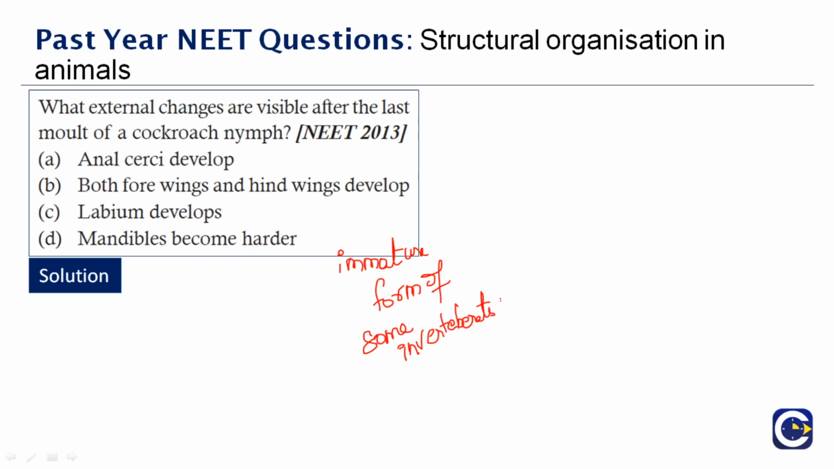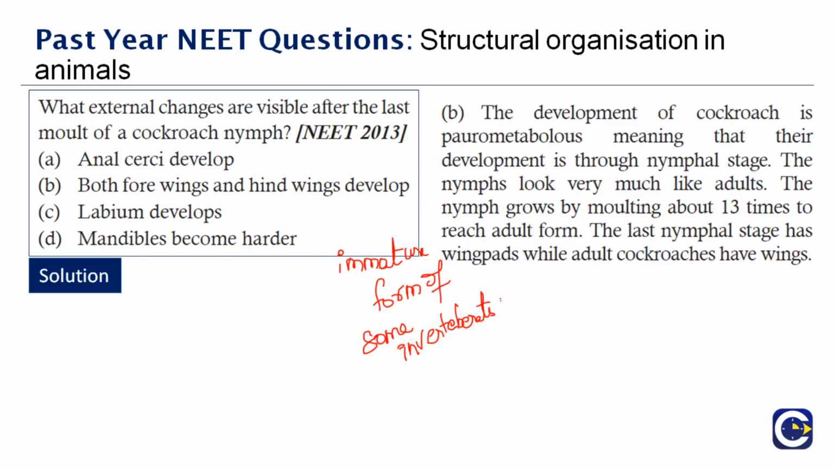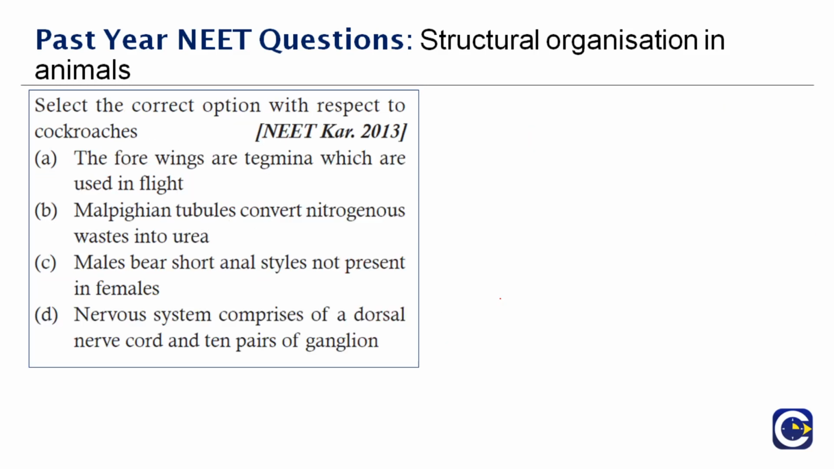So there, if you see the metamorphosis, that is the overall last molting. After last molting, you'll have both the forewings and the hindwings developed. The nymph grows by molting about 13 times to reach the adult form. The last nymphal stage has wing pads, while adult cockroaches have wings. Therefore, the correct answer is option B. Next question here. Select the correct option with respect to cockroaches.